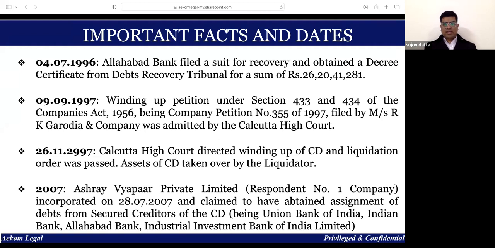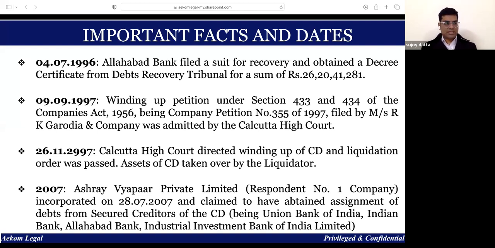Thereafter, in 1997, during the pendency of the SICA reference, a winding up petition was filed under Sections 433 and 434 of the 1956 Act. This was Company Petition number 355 of 1997, and it was filed before the Calcutta High Court. The Calcutta High Court in these proceedings found that there was reason to order winding up, and it directed winding up of the corporate debtor. A liquidator was appointed and he took over the assets of the corporate debtor.